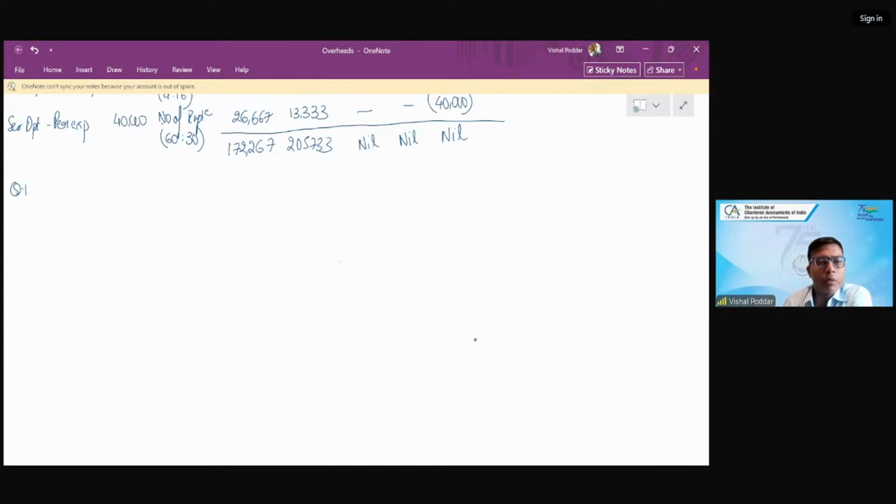Now, something important about the heading. So now we'll say statement showing. Till now we were saying either primary or secondary. Now we have to do both. So we'll say statement showing distribution of production overheads simply. You'll neither say primary nor secondary because we are doing both in this sum. Chalo, continue solving. Don't wait for me.